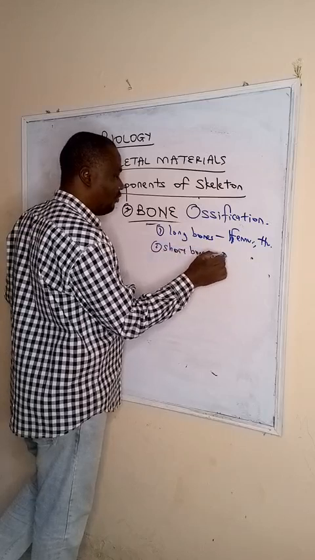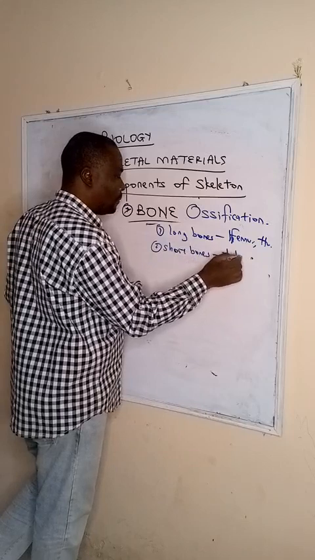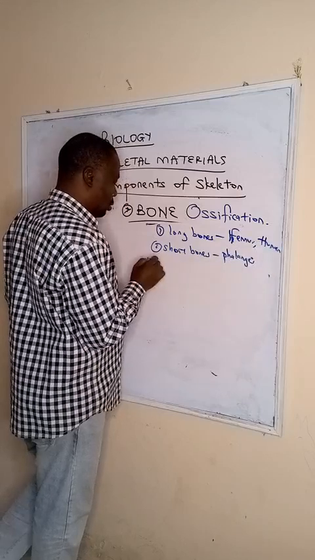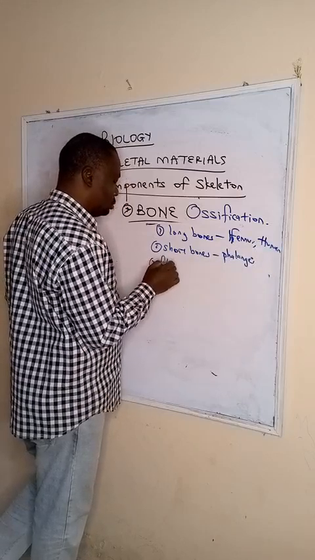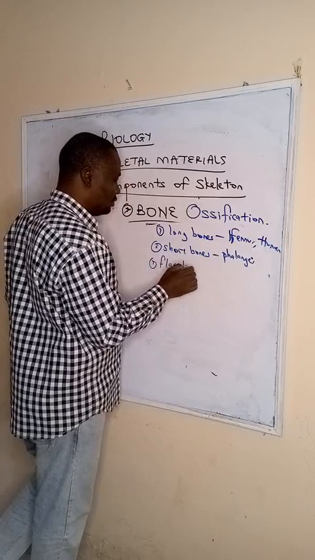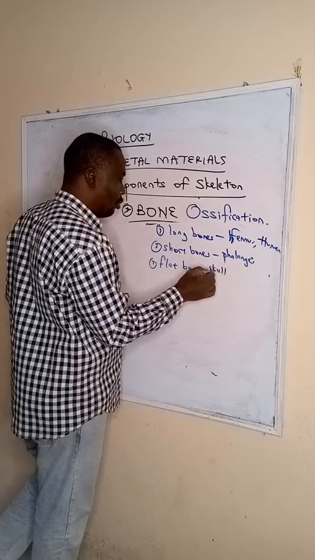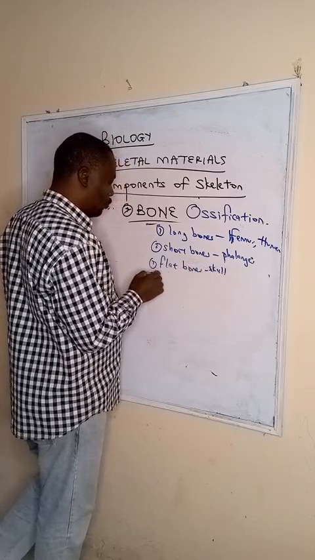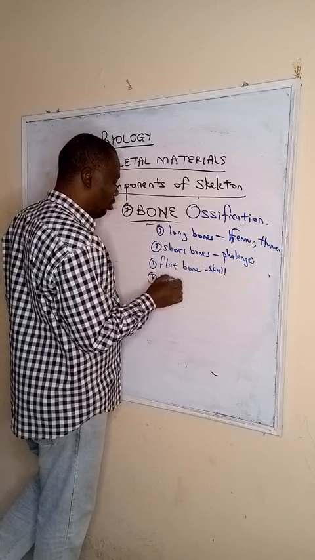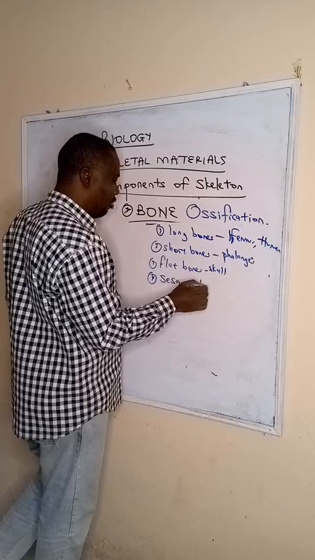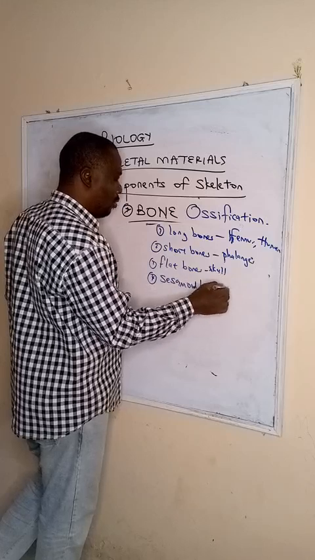We have our phalanges, they are short bones. This is the humerus. We have flat bones, the bones of the skull. We have sesamoid bones that go within tendons, for example, the patellar bones.